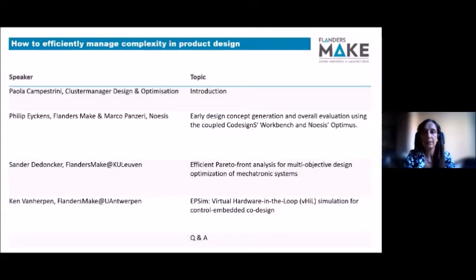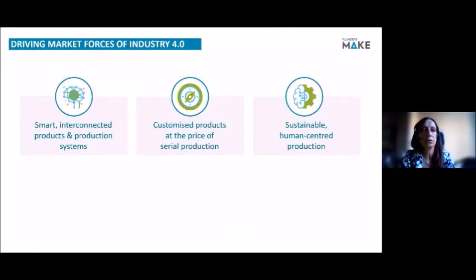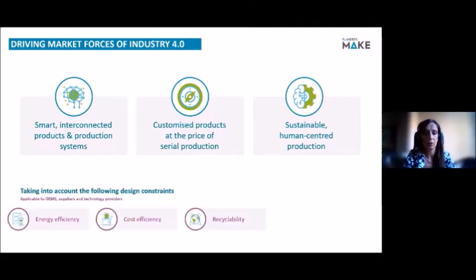So I will start with a brief introduction about the topic that we are going to discuss today: how to efficiently manage complexity in product design. I would like first to position this topic within Industry 4.0 and the driving market forces, which are three main ones: smart interconnected products and production systems, customized products at the cost of mass production, and sustainable human-centered production. And of course, always taking into account energy efficiency, cost efficiency, and recyclability.